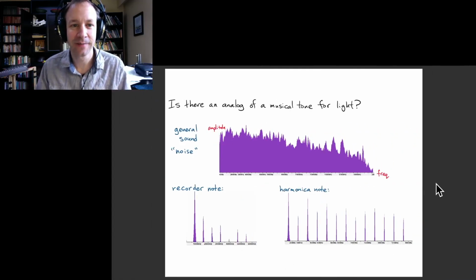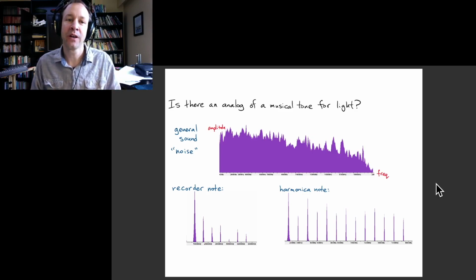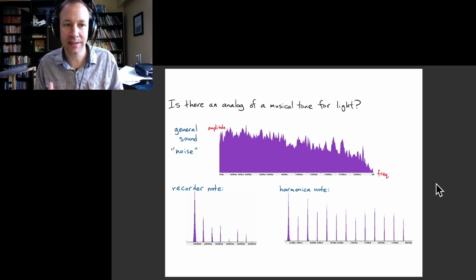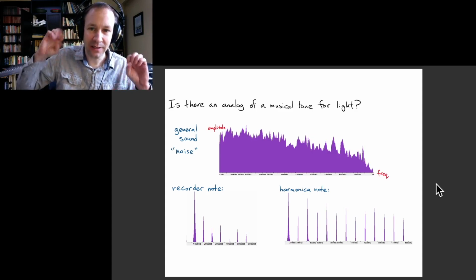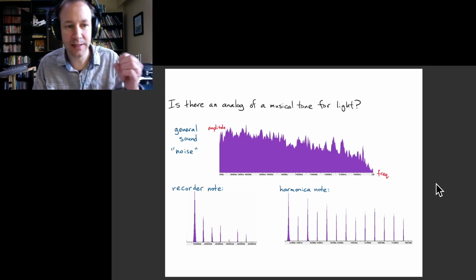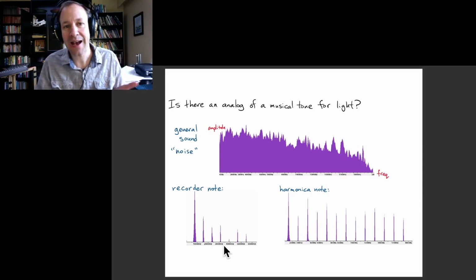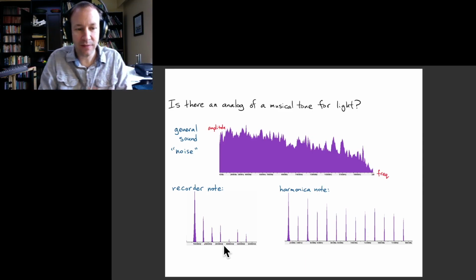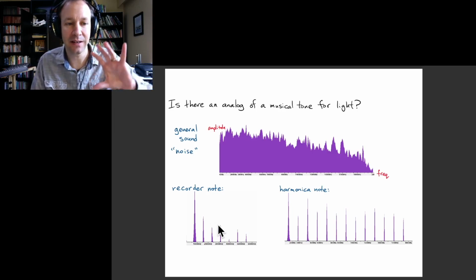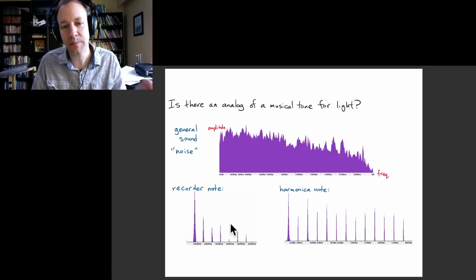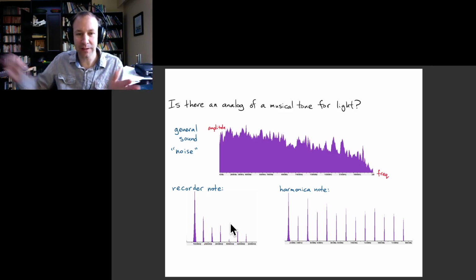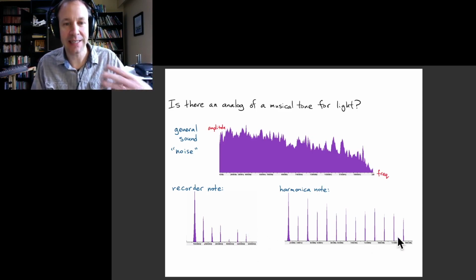So welcome back. In the previous video, we asked the question of whether there is some analog of a musical tone for light. And we said that the thing that really characterized these musical tones is having sound which is a combination of very specific frequencies. So in the case of a usual musical tone of a definite pitch, you have a fundamental frequency and then multiples of that fundamental frequency, and then not much sound at any other frequency.